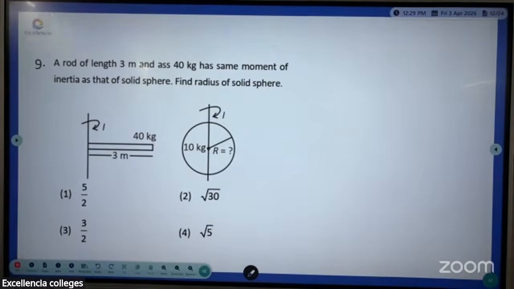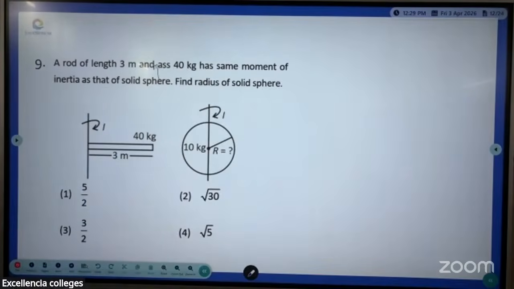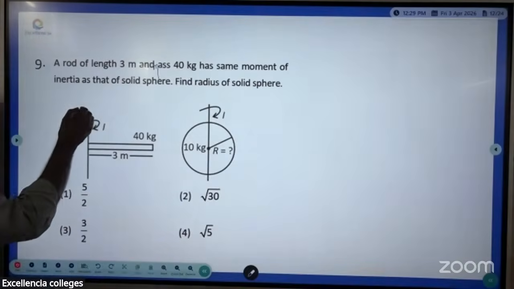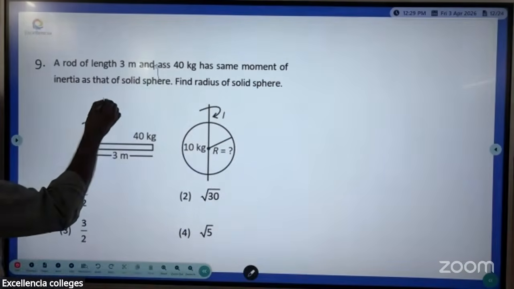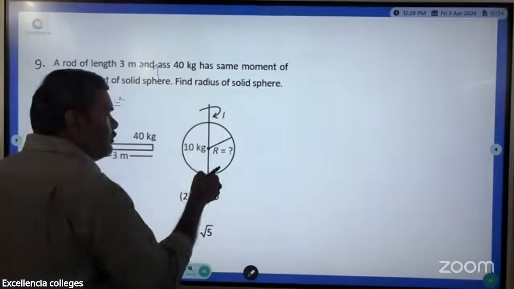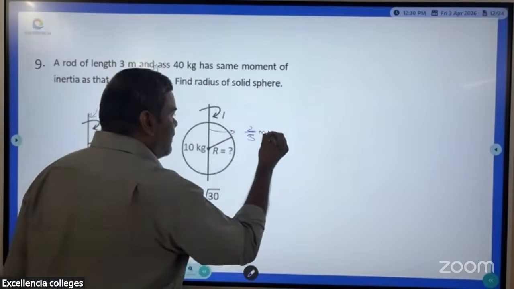A rod of length 3 meter and mass, it should be mass here. Right. Mass 40 kg has the same moment of inertia as that of a solid sphere. Find the radius of the solid sphere. So this one and this one both have the same moment of inertia. The moment of inertia of a rod about this axis, we all know it is ml squared by 3. And the moment of inertia of a solid sphere about its axis passing through the center, we all know is 2 by 5 mr squared.